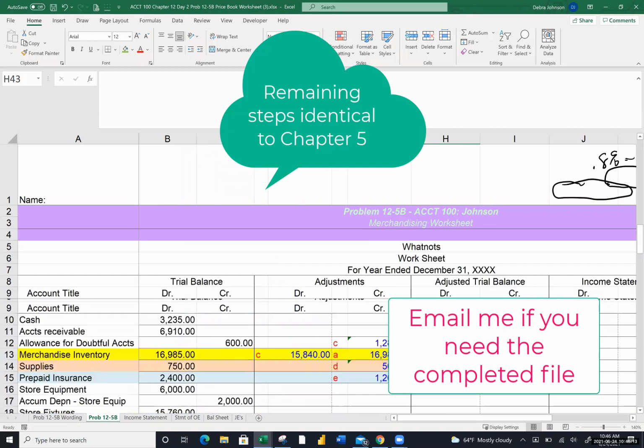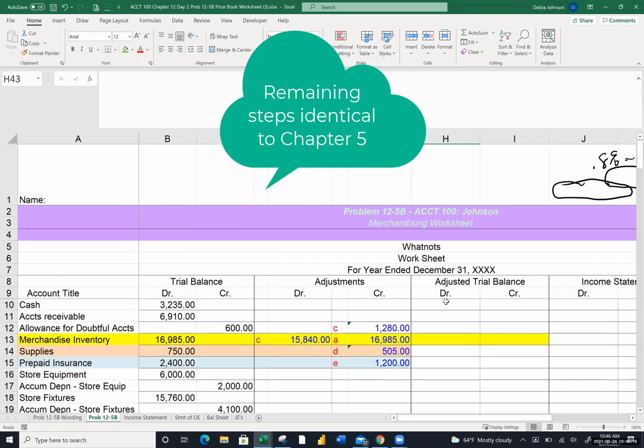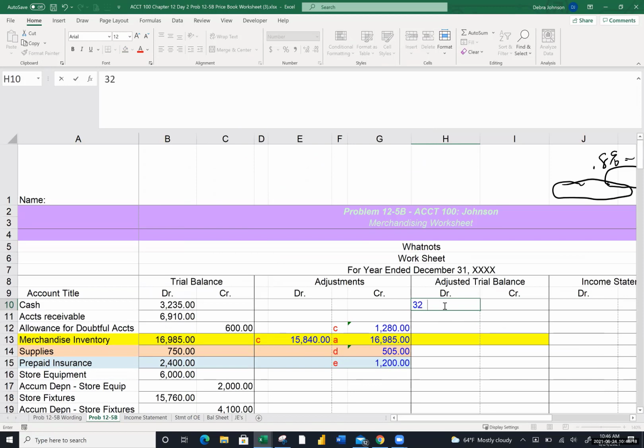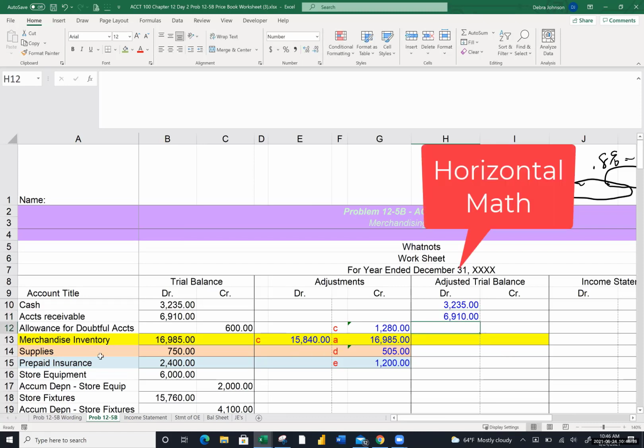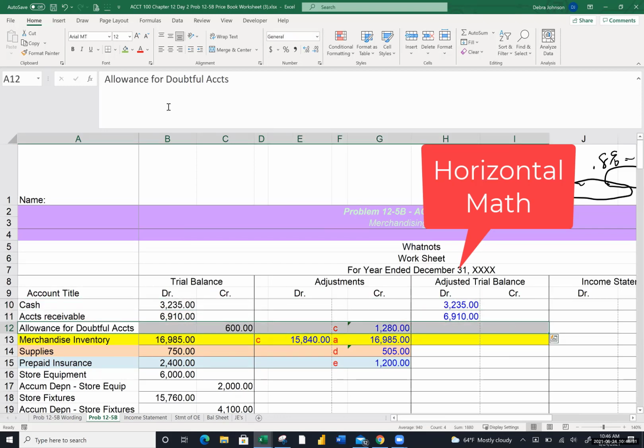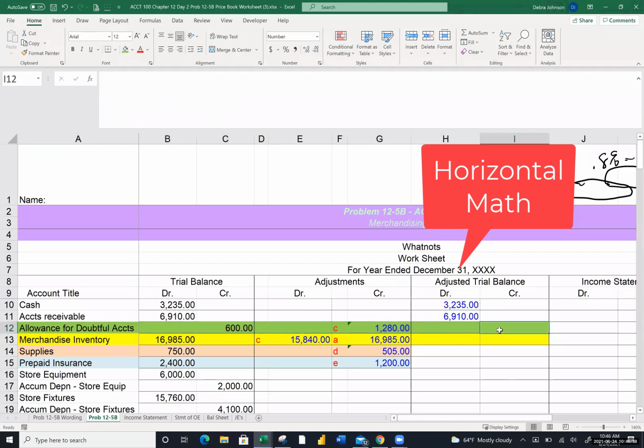So I go all the way up to the top. Cash didn't change, bring it over. And accounts receivable didn't change, bring it over. I wanted to show you this contra account, though. It's the first time we've dealt with the contra account. Remember that contra assets start with the credit balance. They increase with the credit balance. We got to add those across. So on our calculator, 600 that was already there plus 1280 would give you 1880.